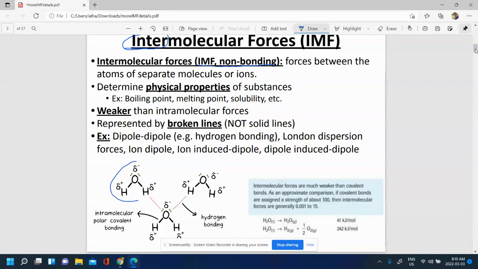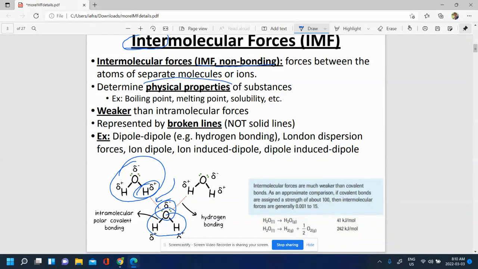So here we have, for example, water and another water molecule, and you have this force over here that's holding the two water molecules together. The partial positive hydrogen of one water is attracted to the partial negative oxygen of the other water. And that's considered an intermolecular force because it is between separate molecules. Overall, intermolecular forces are weaker than the intramolecular forces, and they require essentially less energy to break them.